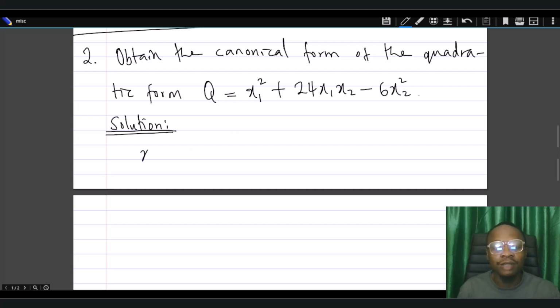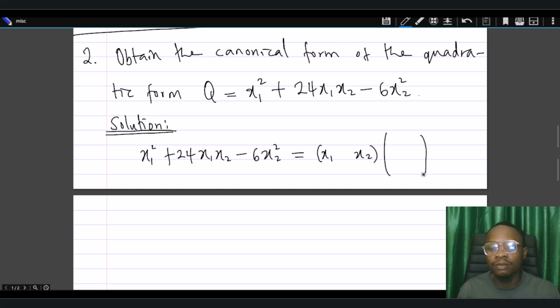Okay, so for this we have x1 squared plus 24 x1 x2 minus 6 x2 squared. For the matrix representation, the variables are x1, x2, so we can write that as x1, x2 multiplying a matrix. It will be a 2 by 2 matrix, since we have only two variables, x1 and x2, and then x1, x2. Follow the same process as before. For the first one, we have x1 x1, that is x1 squared, that is 1. So we have 1 over here.